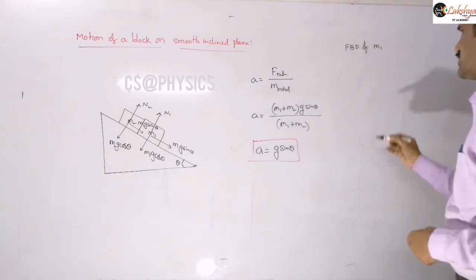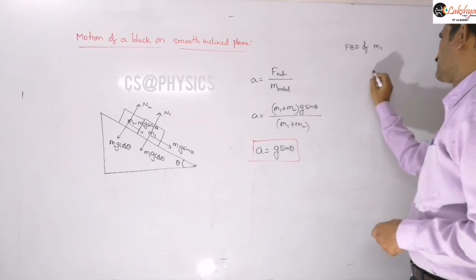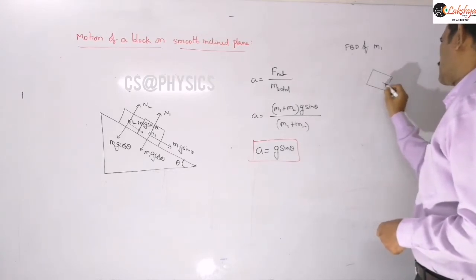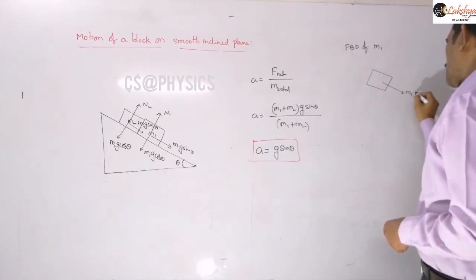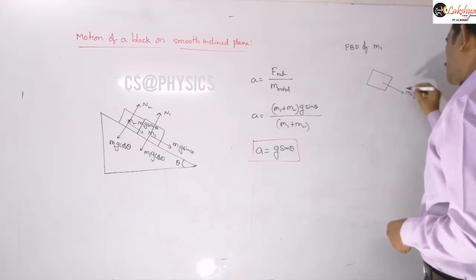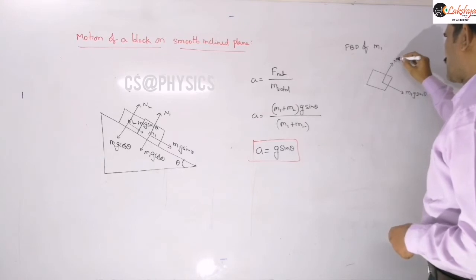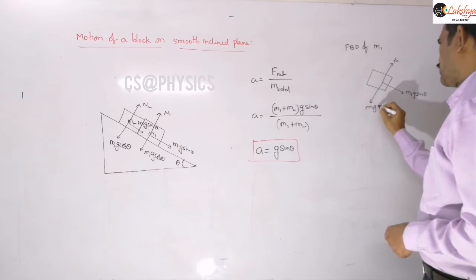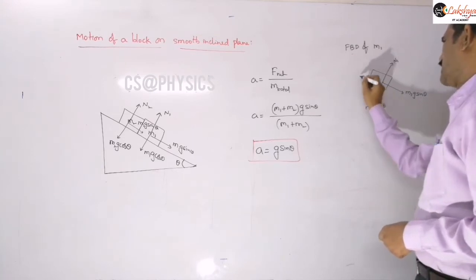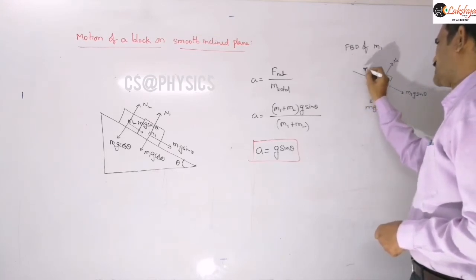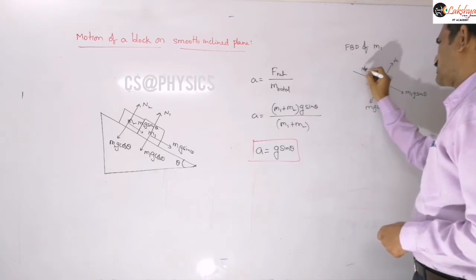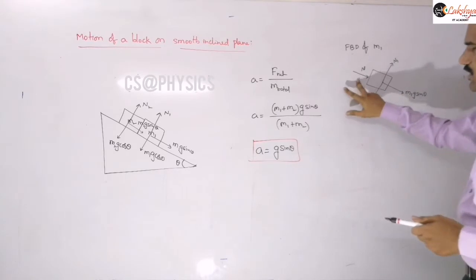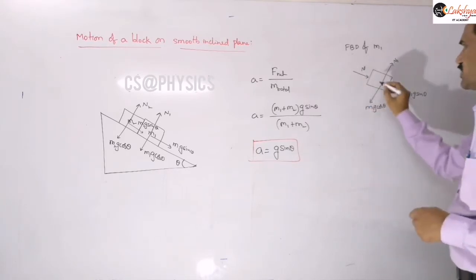If I consider this FBD of m1, the forces acting on it can be represented like this. This is m1g sin theta, and this is the normal reaction from the inclined plane, balancing m1g cos theta. And here I am assuming n is the contact force from m2, that is, the contact force between those two blocks.